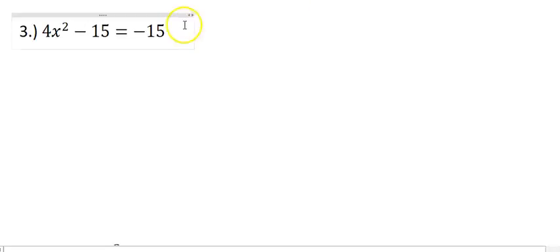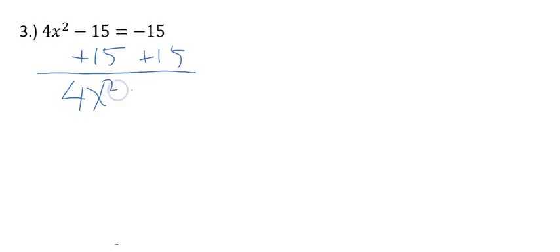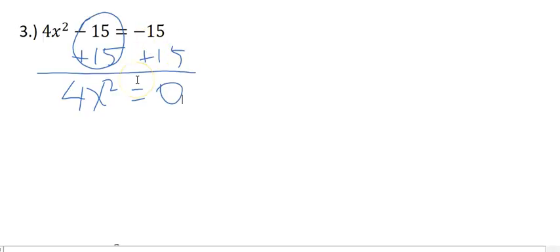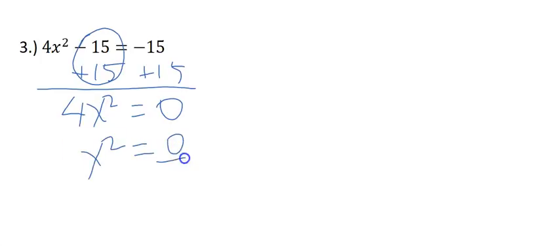Okay. So the same process, we have a two-step equation to solve. Hope you remember the process. We add 15 to both sides first. We get 4x squared equals 0, because -15 plus 15 is 0. So x squared is 0 over 4, which is 0.